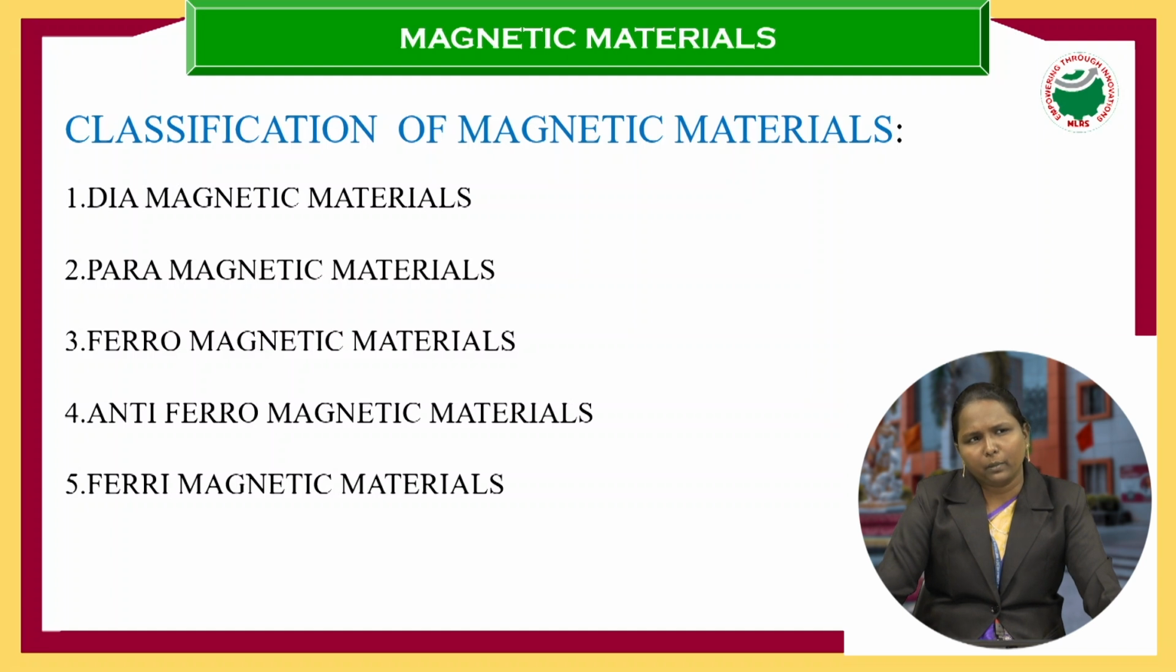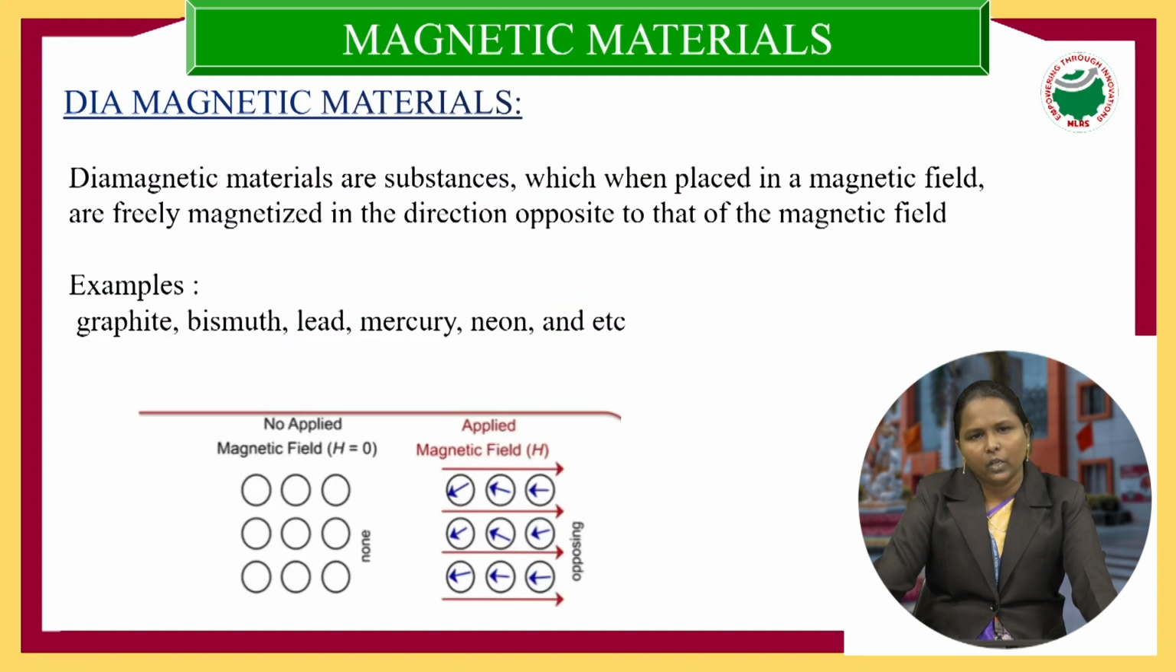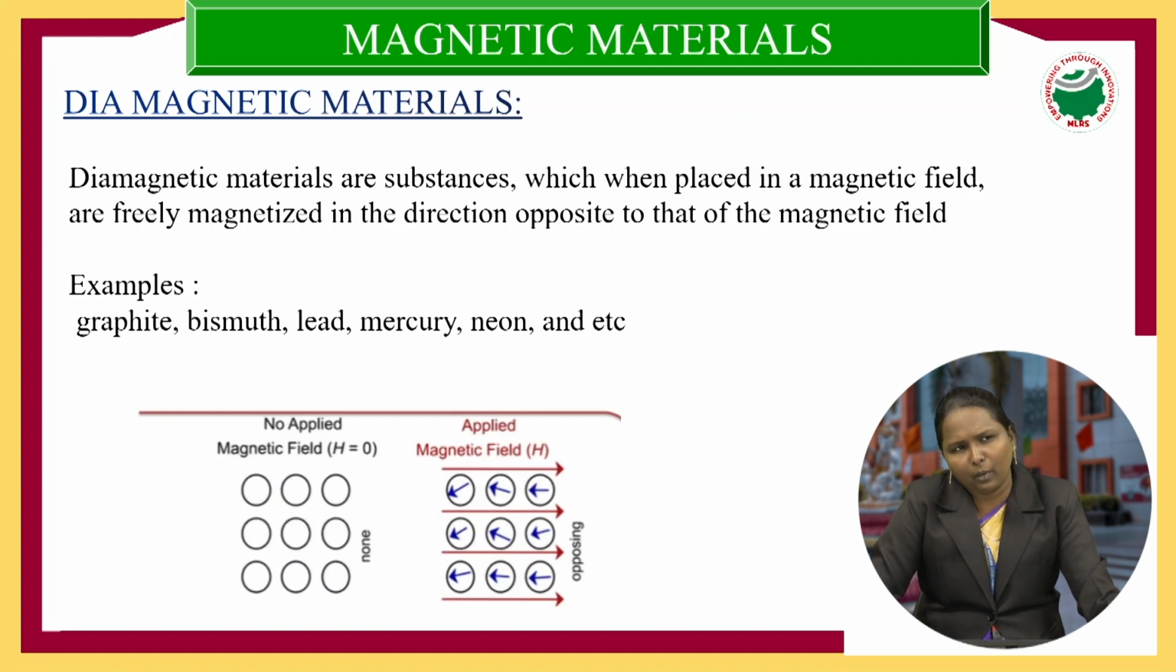There are many types of magnetic materials. In our syllabus we have five: diamagnetic material, paramagnetic material, ferromagnetic material, antiferromagnetic material, and ferrimagnetic materials, or ferrites. First, what are diamagnetic materials? When we place any material in an external field, it shows different types of properties. Depending on those properties we can classify which type the material belongs to, whether diamagnetic, paramagnetic, ferromagnetic or other.